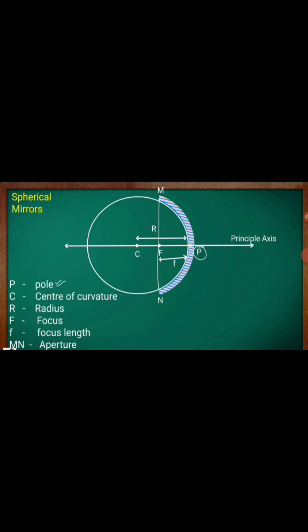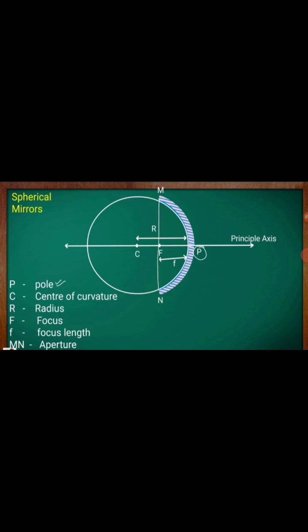And also we have one more line which is called a principal axis. Principal axis is an imaginary line which has the center of curvature, pole of the mirror and the principal focus on it. We call that a principal axis. So these are the terminologies we are going to use further, children. This is all the basic thing.